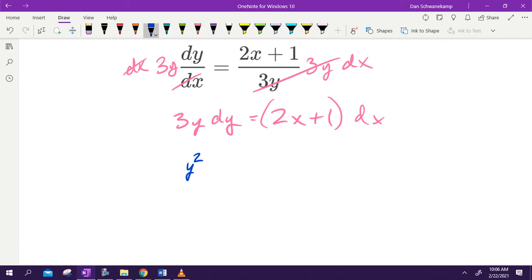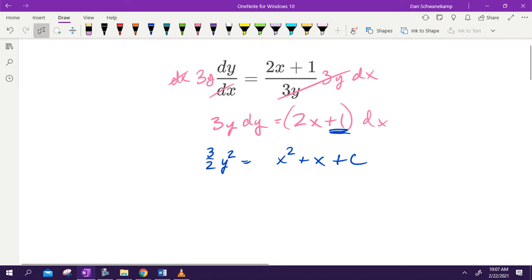I add 1 to my exponent. I divide by my new exponent. 2x, I add 1 to my exponent. I divide by my new exponent. And then don't forget about the 1. It's just 1x and a plus c. You got to have the c because otherwise you can't do the next part. It's separate, integrate, solve for c. You got to have that c part. Questions on the first one?